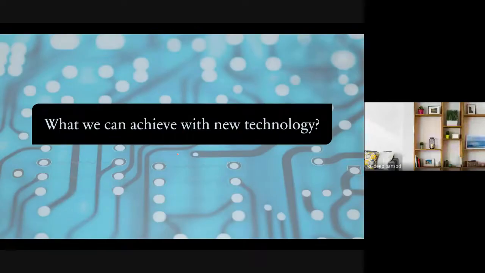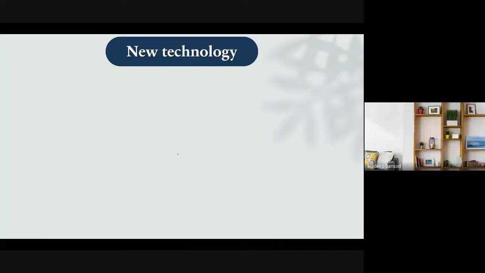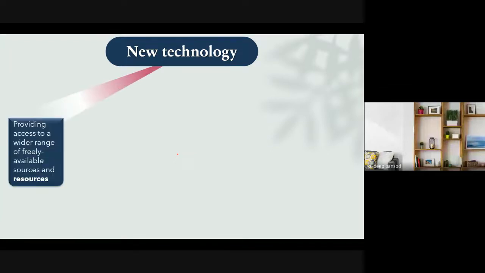So with this increase in technology, what can we achieve in the teaching and learning processes? We can achieve it by providing access to a wider range of freely available sources and resources. It is our job as teachers to find the learning resources that are freely available on the internet, on different university websites. You search them, find out their appropriateness, whether they are needed for your students or not, and give your students access.